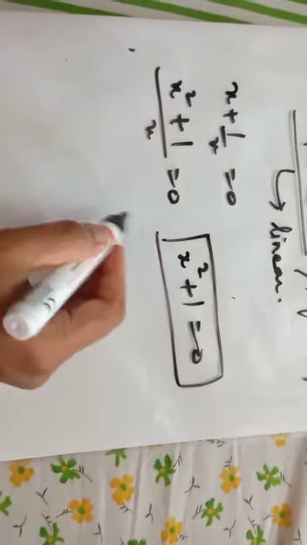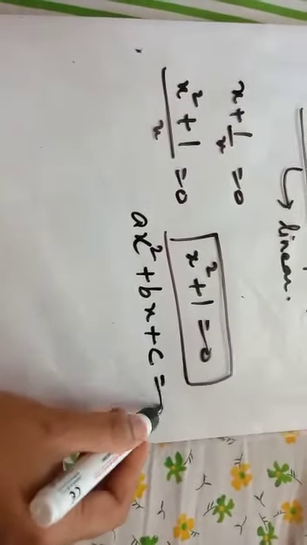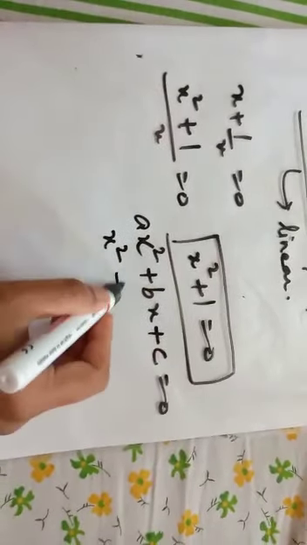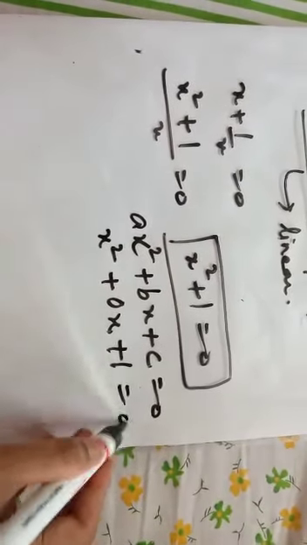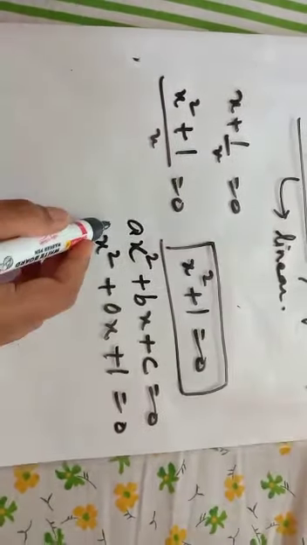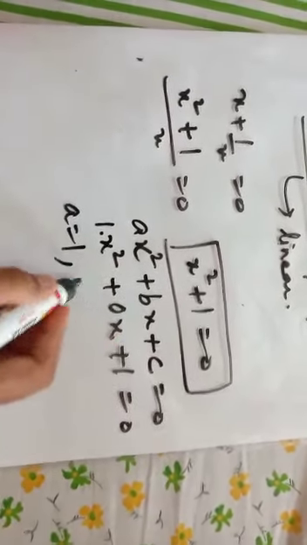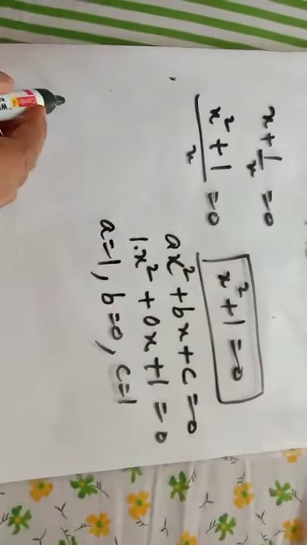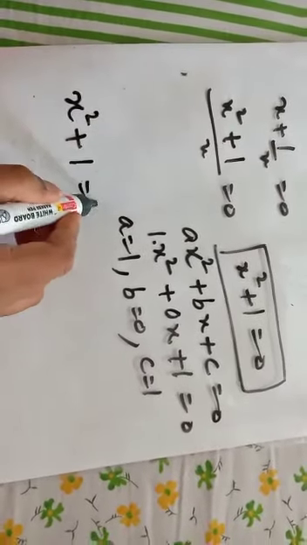Now if somebody asks you what are the values of a, b and c, how will I compare this? I have to compare this to x square plus 1. So I'll write x square plus 0x, because the x term is not there here, plus 1 is equal to 0. Now if nothing is written in front, I can take this as 1. So the value of a will be 1, the value of b will be 0 and the value of c will be 1.